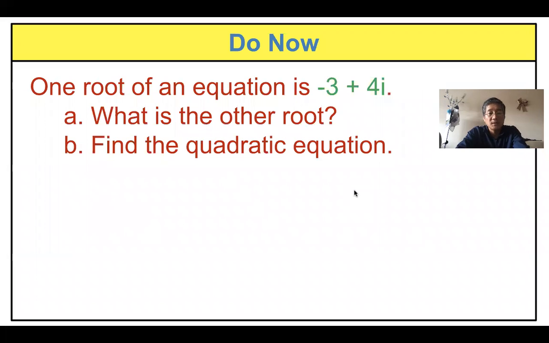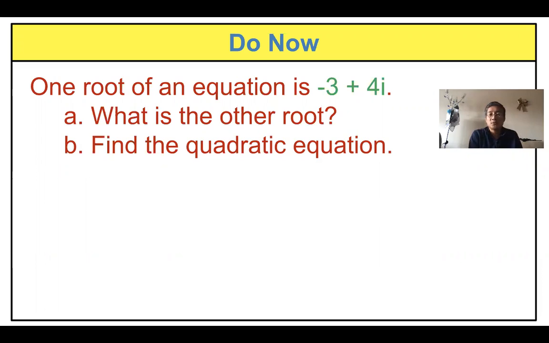You have the imaginary zero -3 plus 4i. What is the other root? And then find the original equation. I will give you about 4 minutes. All right. Okay, let's go over it together.